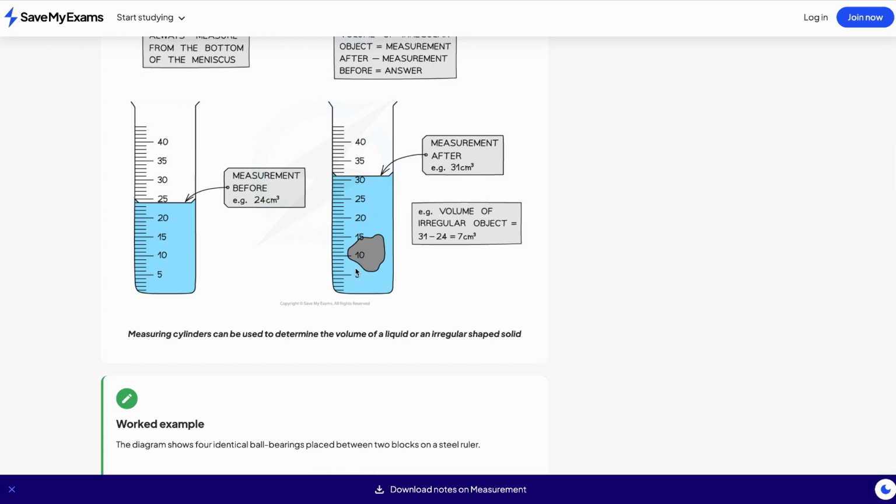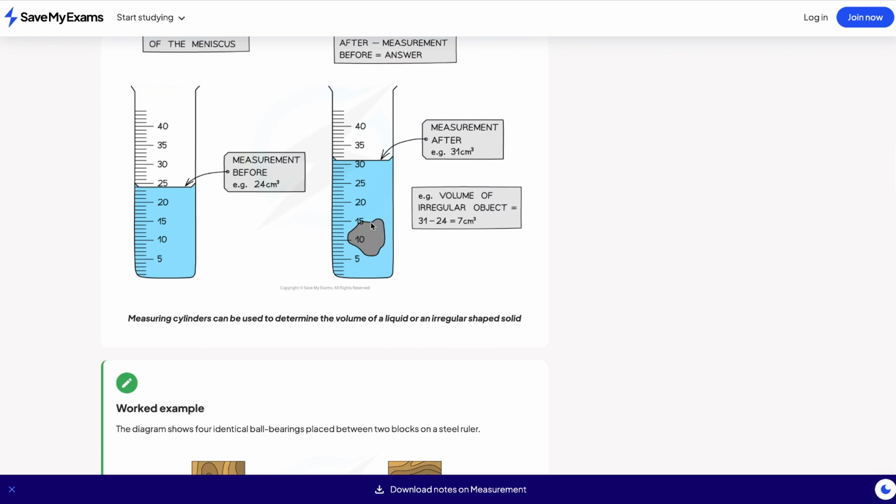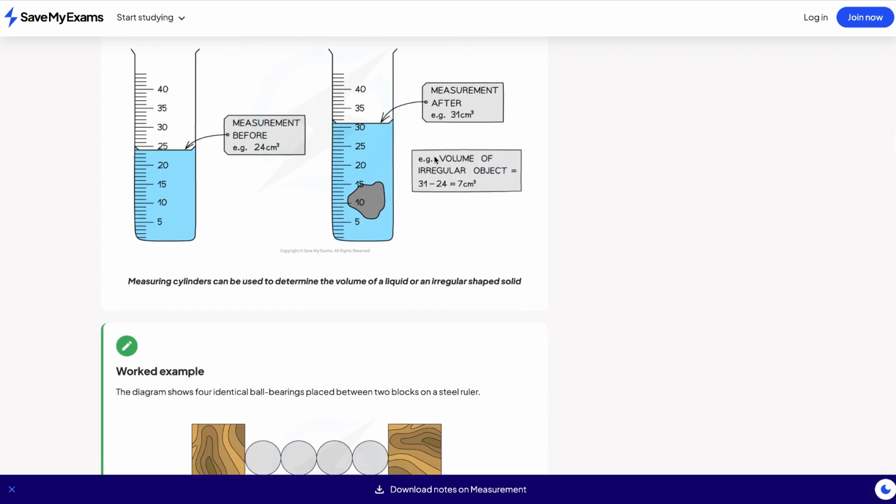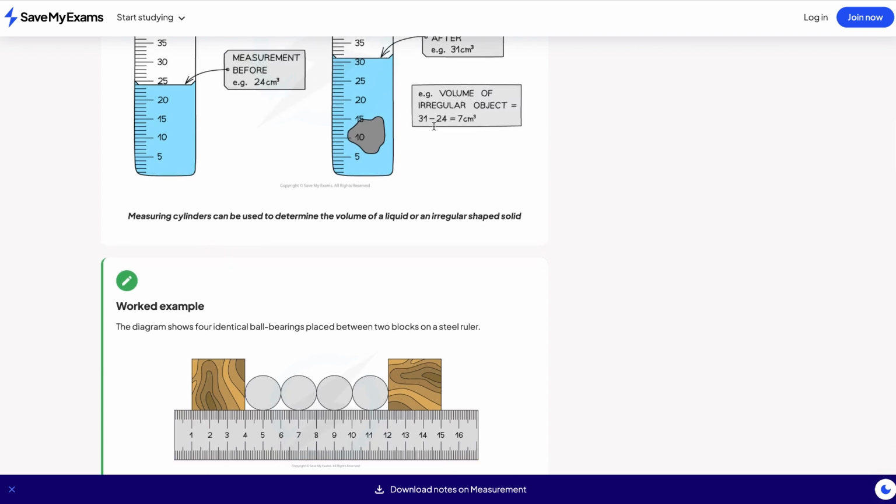So to find the volume of the stone, because the stone is irregular in shape, you cannot measure its volume directly. It's not a regular shape that you can calculate the volume of. So this is an easy way of calculating the volume of an irregular shaped stone. You do the volume with the stone minus the volume without the stone. So 31 centimeter cube minus 24 centimeter cube gives you 7 centimeter cube. What it implies is that the volume of the stone is 7 centimeter cube. So this is how to measure the volume of an irregular shaped object.